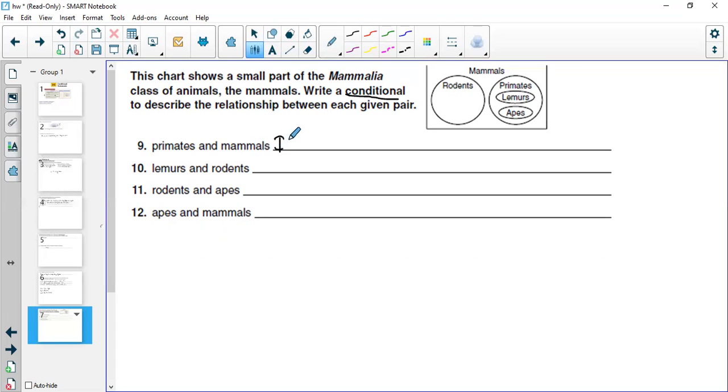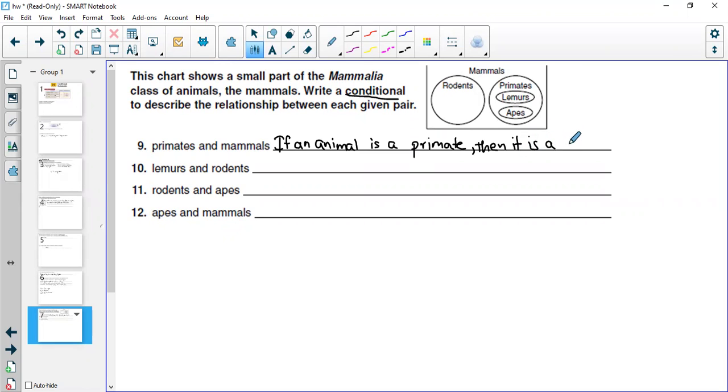So how are you going to write the conditional for this? Definitely it starts with the word if. So the whole thing is talking about animals, because when we are writing the conditional, we need to consider what the figure as a whole is talking about. So we could say, if an animal is a primate, then it is a mammal.